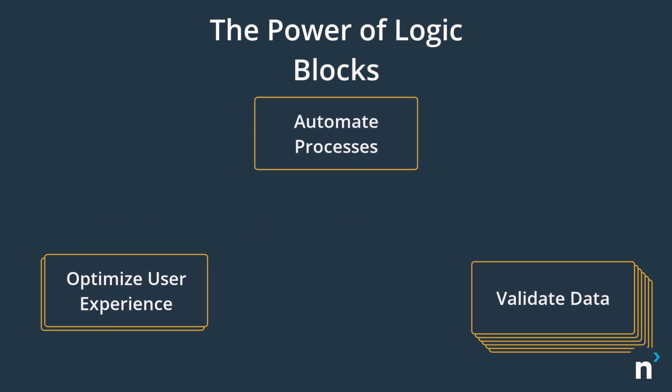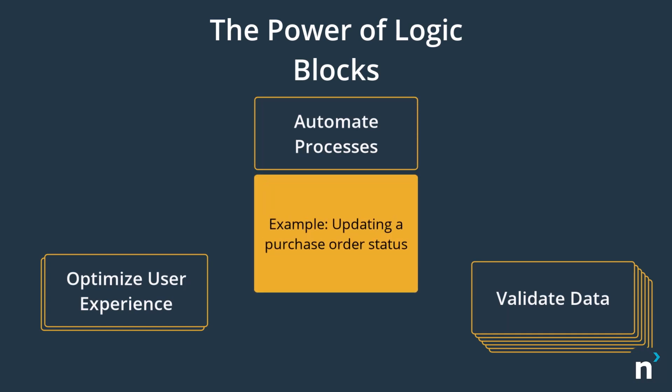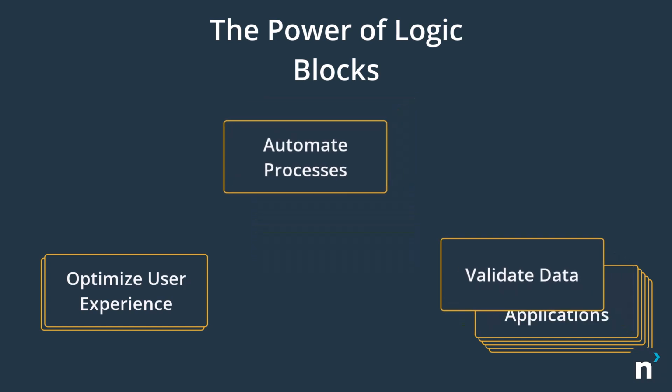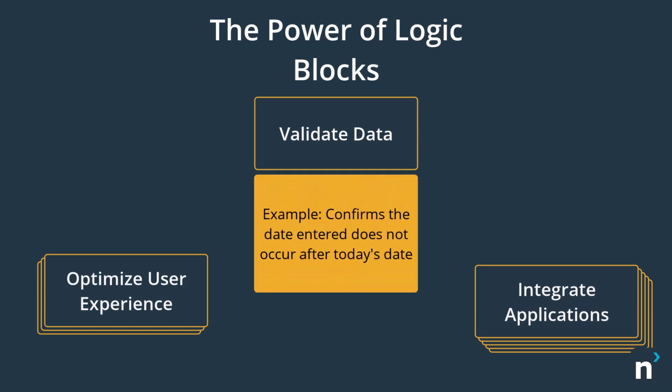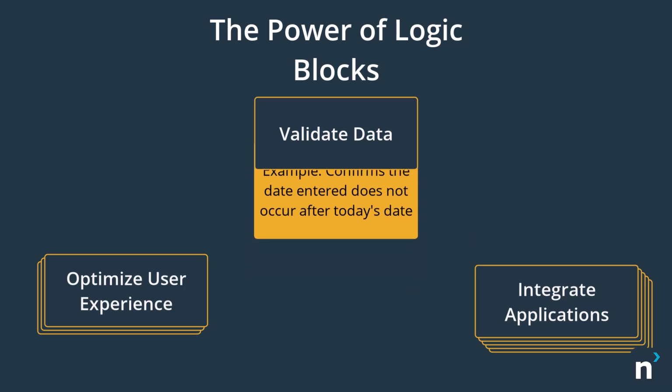Automating processes in certain application records. For example, moving a purchase order to the paid status once payment has been processed. Validating that data conforms to defined business rules or default values. One example is confirming that the date entered into a payment date field does not occur after today's date.